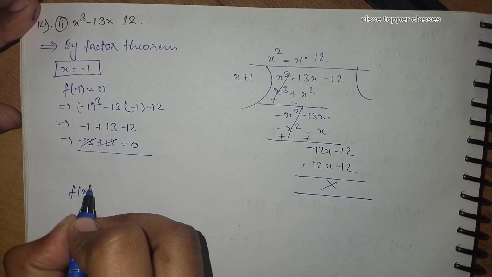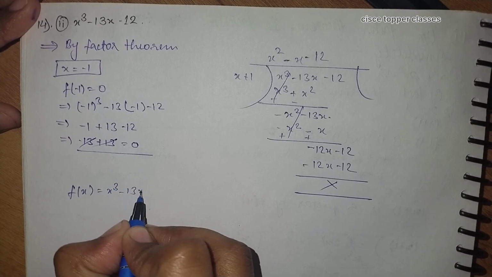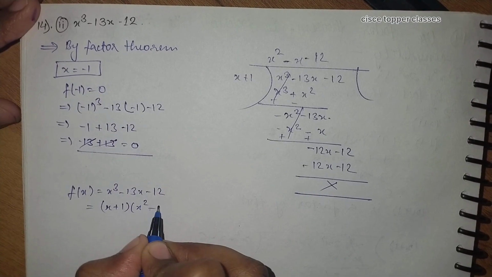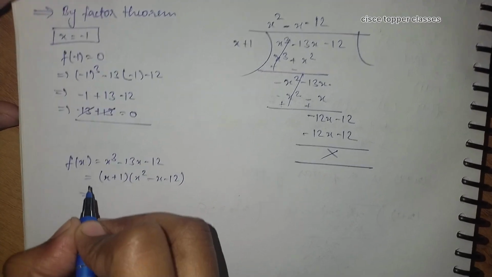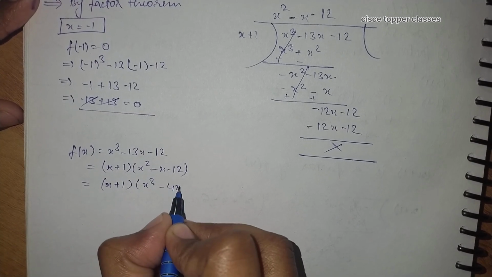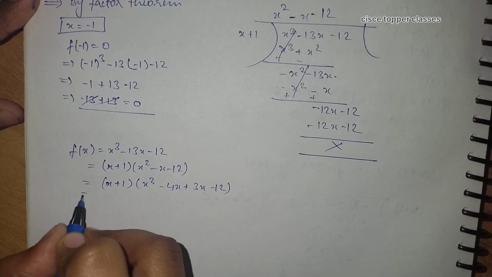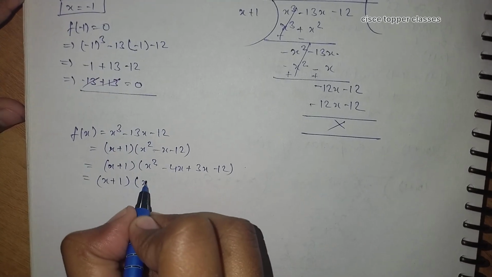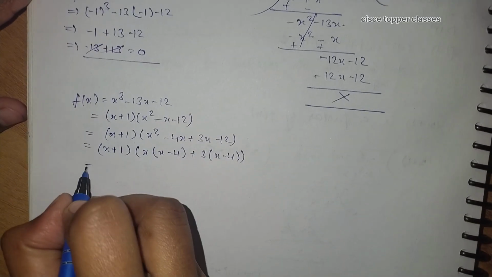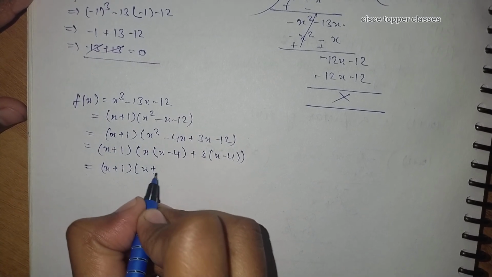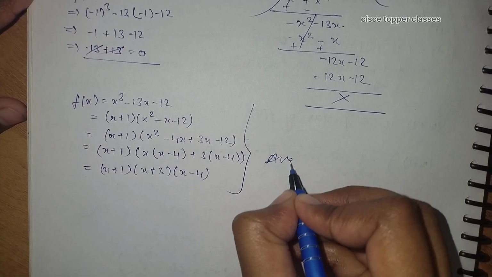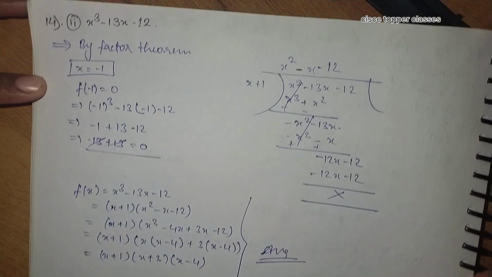From there, fx is x cube minus 13x minus 12, and this is x plus 1 into x square minus x minus 12, and that will become, on factorizing, x plus 1, x square minus 4x plus 3x minus 12, and x plus 1, taking x as common, x minus 4 plus 3 as common, x minus 4. Then we can write x plus 1, x plus 3, and x minus 4 is the factorization of the polynomial. And this is the answer in this question, and this is the solution of question number 14, second part.